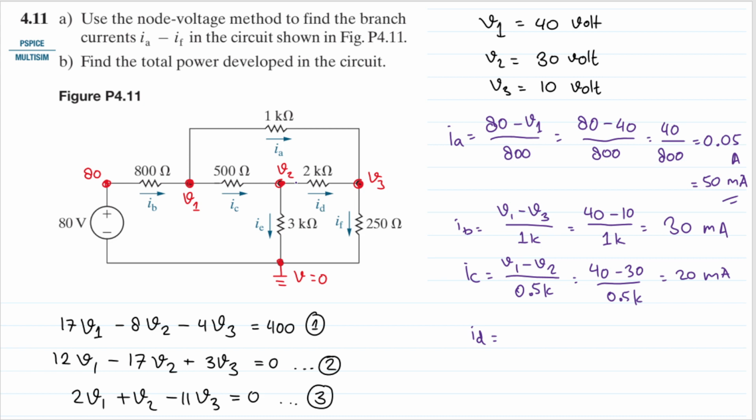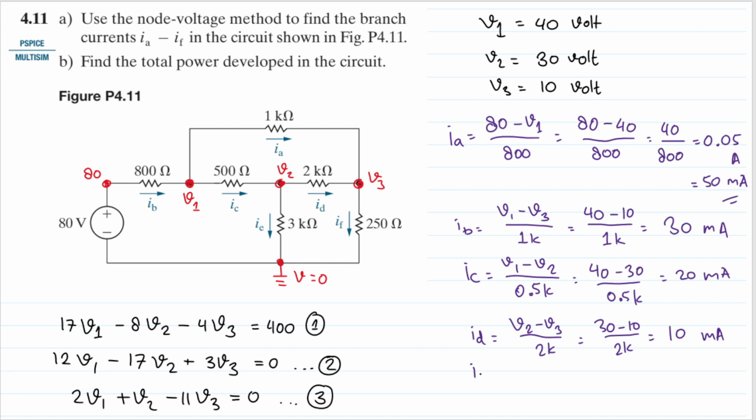And we can calculate ID. Okay, what is ID? V2 minus V3 divided by 2K. V2 is 30. V3 is 10. So we will have that divided by 2K. 20 divided by 2 is just 10. So we have 10 milliampere. Okay, that is for ID.